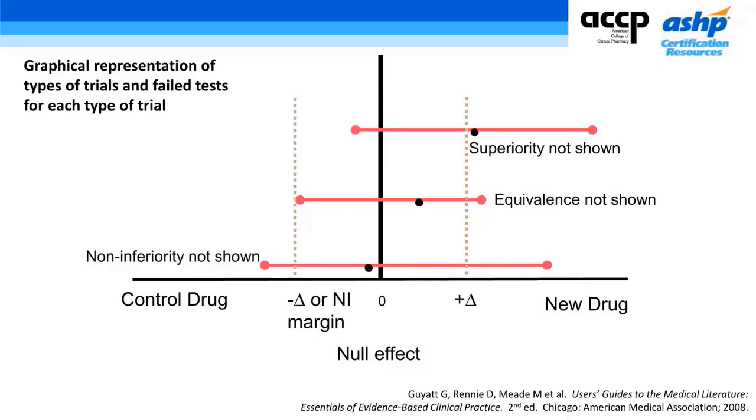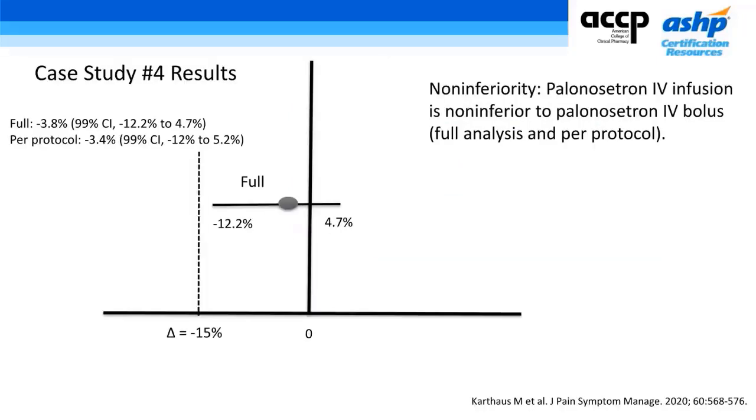This graph shows failed tests for all type of studies, so superiority, equivalence, and non-inferiority. And so to draw one of those graphs for our case study 4, the full data analysis set, the result was minus 3.8% with a 99% confidence interval of negative 12.2 to 4.7.